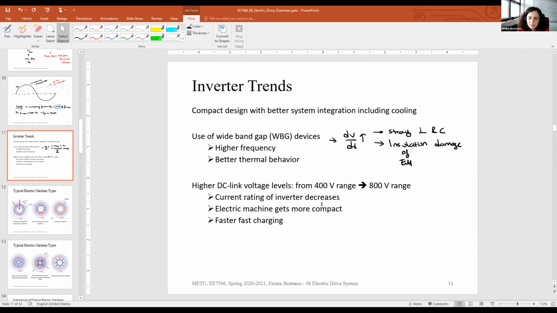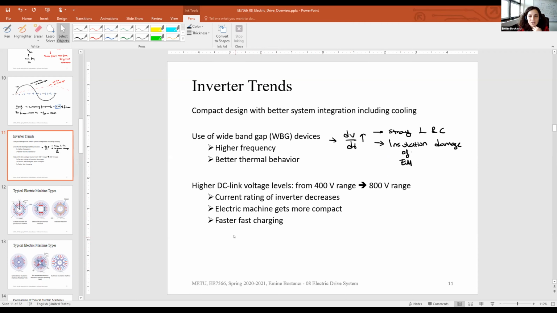But of course, there is a limit. We also need to think about the insulation, so insulating materials, and so on. And recently, we also found out that these higher DC link voltages are good for fast charging, because then the currents can decrease for the same power region.